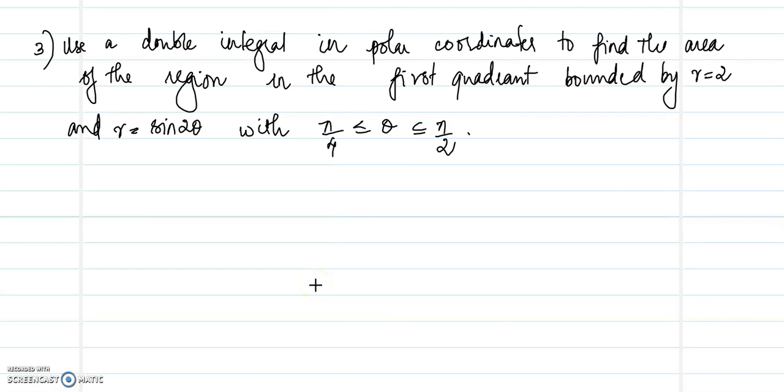The problem is to use a double integral in polar coordinates to find the area of the region R in the first quadrant, which is bounded by r equal to 2 and r equal to sine 2 theta, with pi by 4 less than or equal to theta less than or equal to pi by 2. So we are given two curves, r equal to 2 and r equal to sine 2 theta. For r equal to sine n theta, when n is even, there will be 2n petals, and theta will vary from 0 to 2 pi.